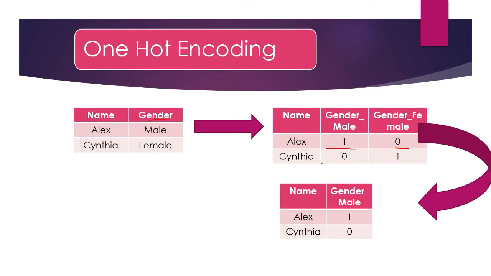For Cynthia, we have 0 in gender underscore male and 1 in gender underscore female. What does it mean? It means that Cynthia is a female, because for gender underscore male it is 0 and for female it is 1. But now here is one thing I would like to discuss, and it is the main point behind one hot encoding.